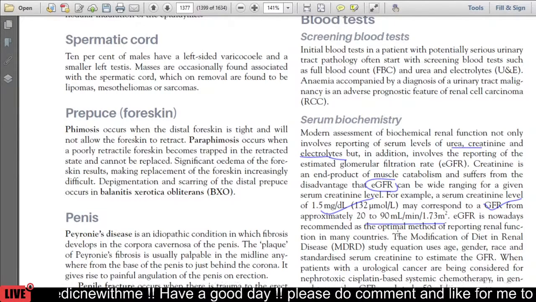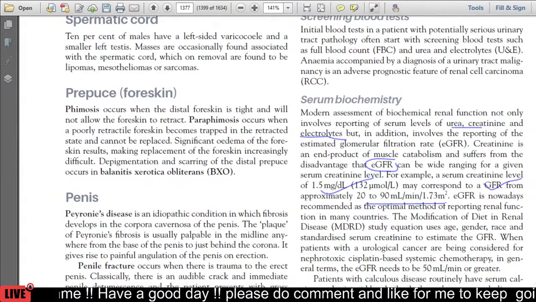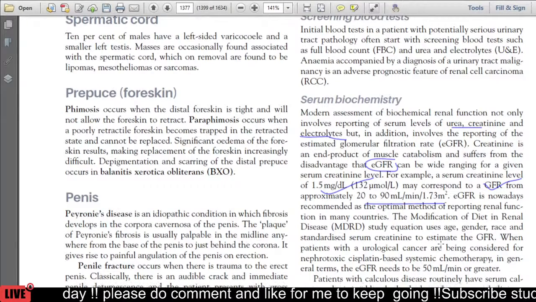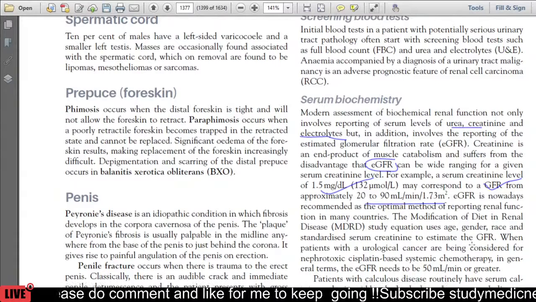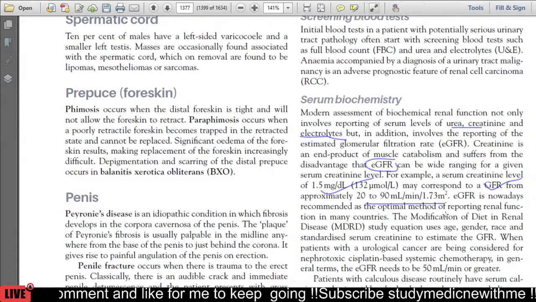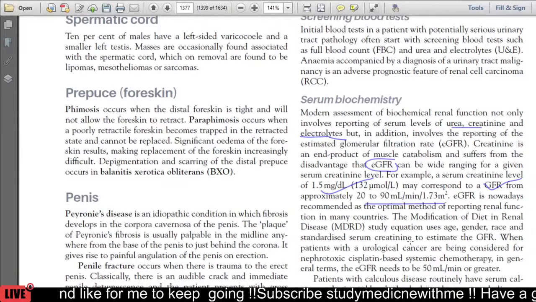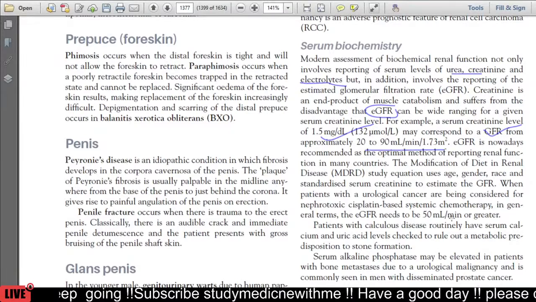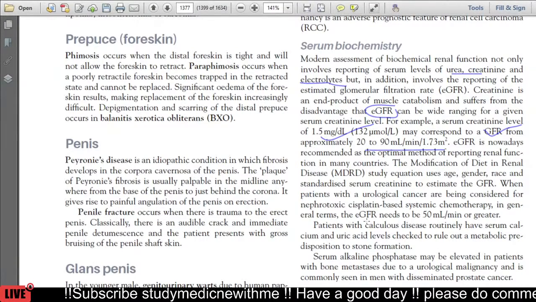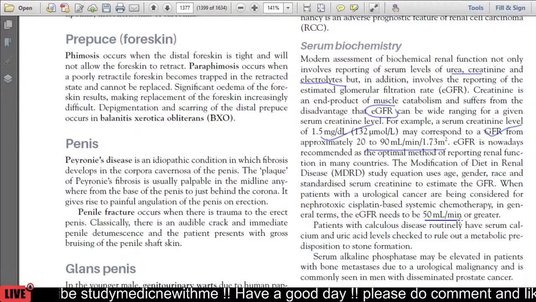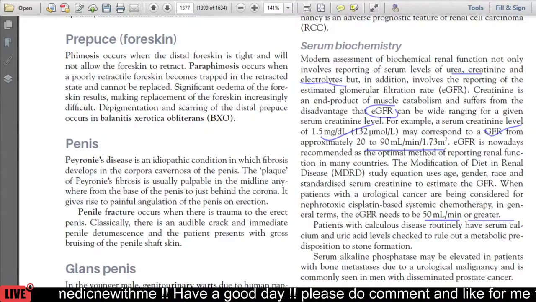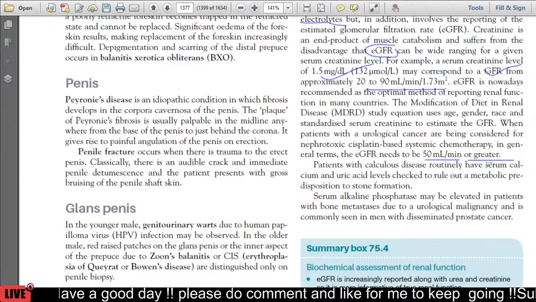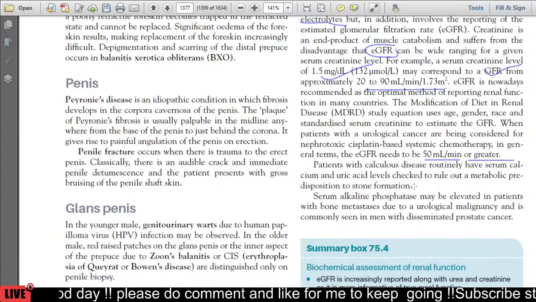The Modification of Diet in Renal Disease study equation uses age, gender, race, and standard serum creatinine to estimate the GFR. When patients with a urological cancer are being considered for nephrotoxic cisplatin-based systemic chemotherapy, in general terms, the eGFR needs to be 50 milliliters per minute or greater. Patients with calculus disease routinely have serum calcium and uric acid levels checked to rule out metabolic predispositions to stone formation.